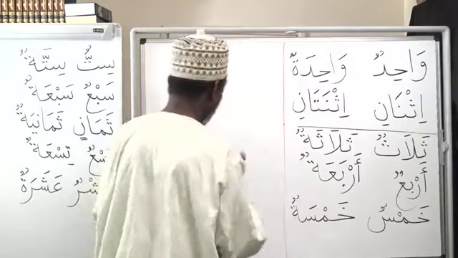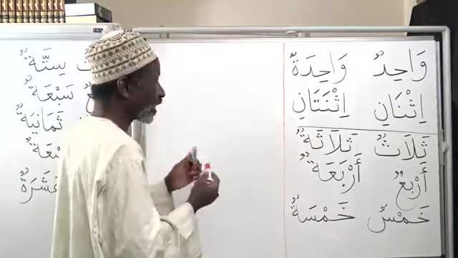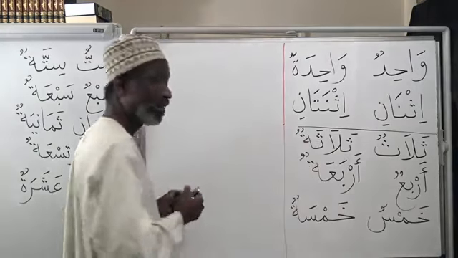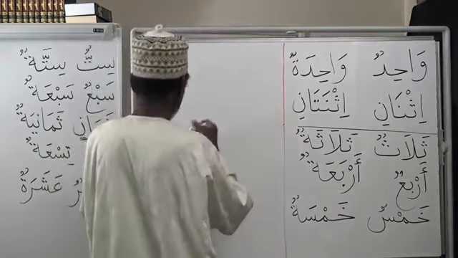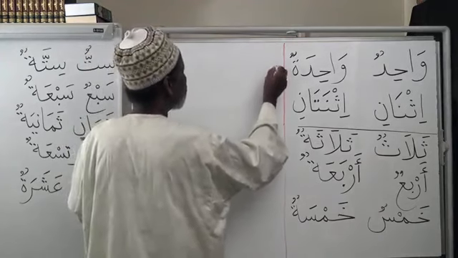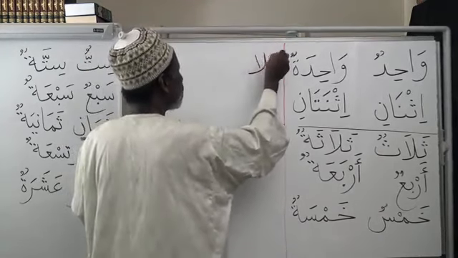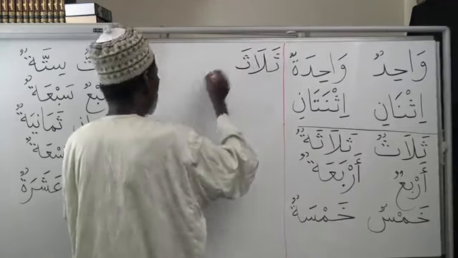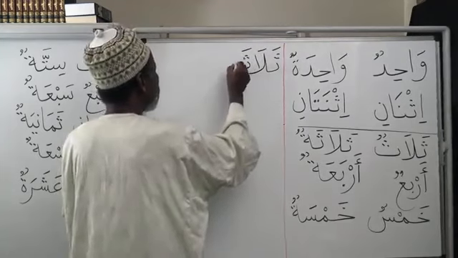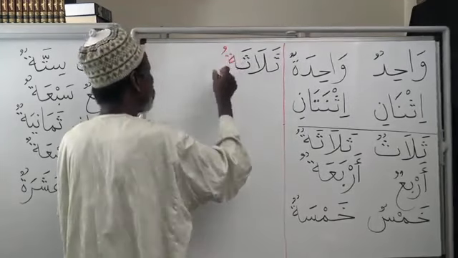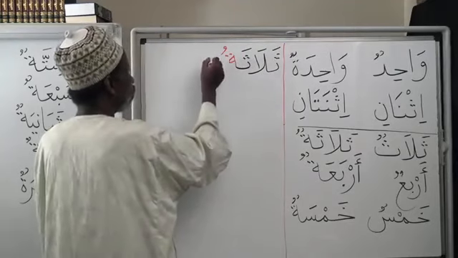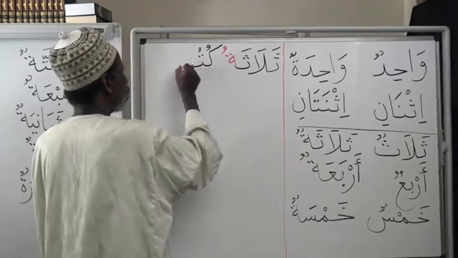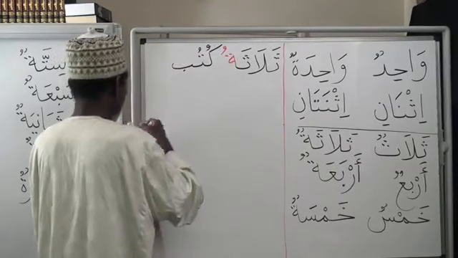So we start with the number. Because we are counting books, which is masculine, we use feminine of number 3. So we say thalatha. Let's put thalathatu, and then we put plural of book. We say kutubin.